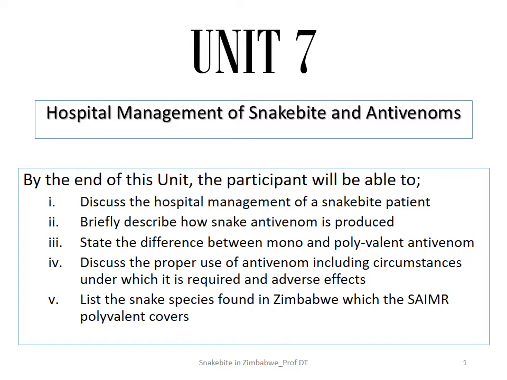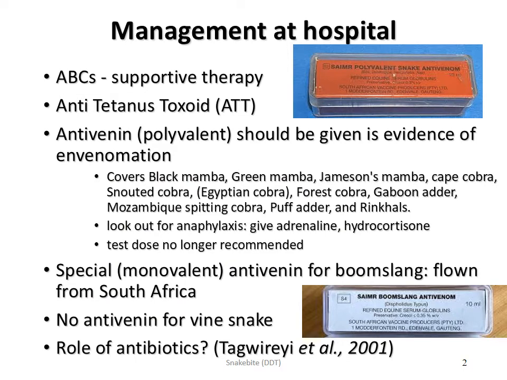And then also must be able to list the snake species found in Zimbabwe, which the South African Institute of Medical Research polyvalent covers. And I mentioned the South African Institute of Medical Research polyvalent snake antivenom because it is the one that we would likely come across here in Zimbabwe. And I'll talk a little bit more about it.